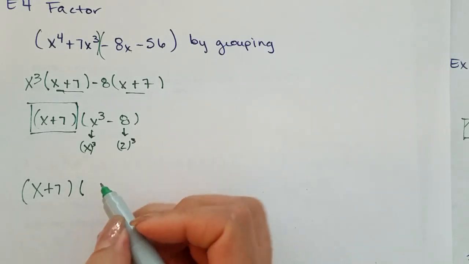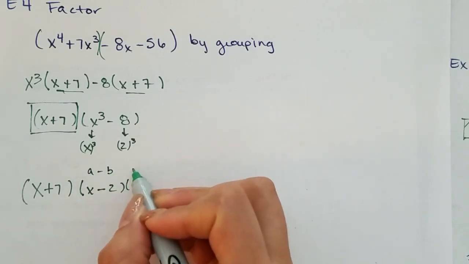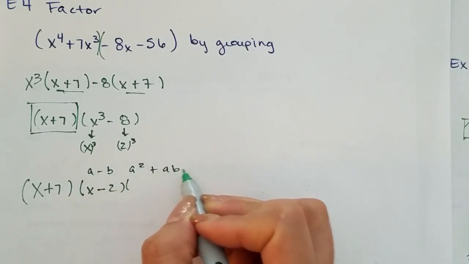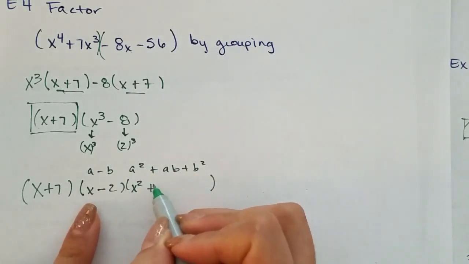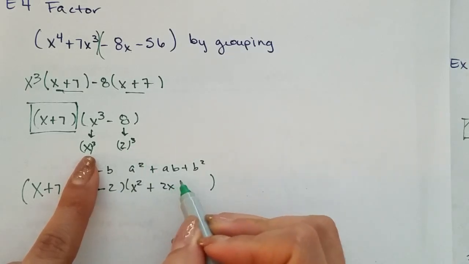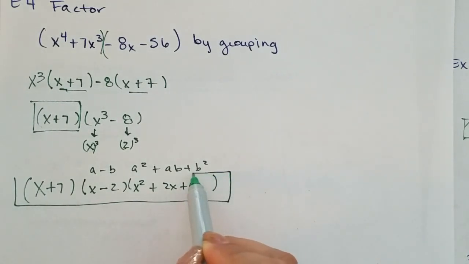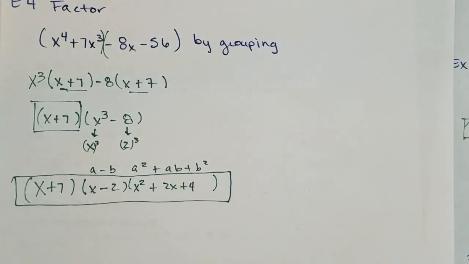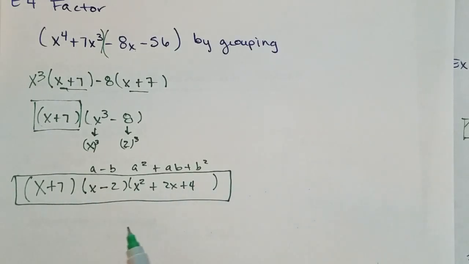So we have a minus b, x minus 2, okay, times a squared plus ab plus b squared. A squared is x squared plus a times b plus b squared. Okay, so we have a total of 3 factors here. Okay, can this one here be factored further? No, it can't. Okay, so then there you go. That's all we're doing here for this section.